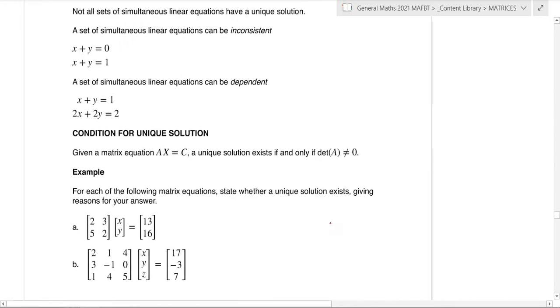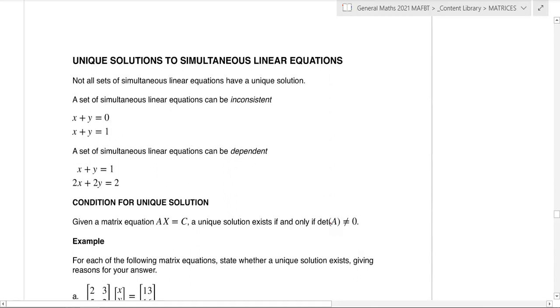Okay, let's move on. Here, unique solutions to simultaneous linear equations. So not all sets of linear equations, simultaneous ones, will have a unique solution. A set of simultaneous linear equations can be inconsistent. Okay, so if you look at here, this is inconsistent because x plus y equals 0, but x plus y also equals 1. It doesn't make sense. Okay, they have to both be the same numbers, so it's inconsistent. There's going to be no unique solution to that. And they can also be dependent. Okay, dependent meaning it really depends on what the values are here.